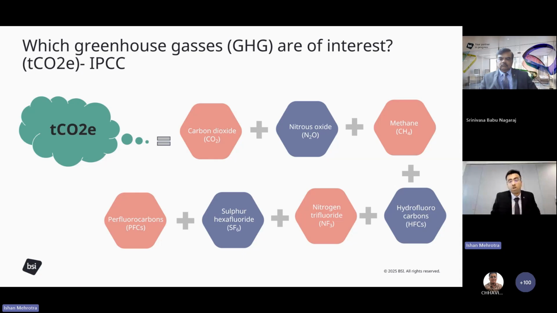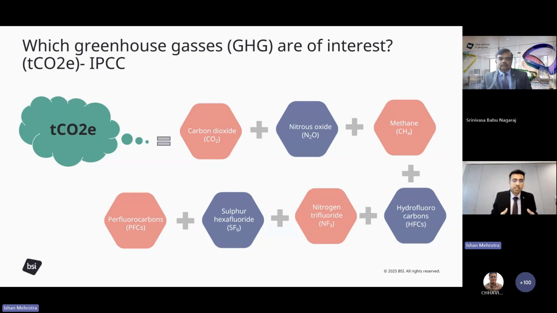SF6, which is from your electrical switchgear, NF3 from the semiconductor and electronics industry. IPCC is nothing but a group of scientists, the Intergovernmental Panel on Climate Change. They periodically publish an assessment report because they are the group of people who study the climate. What change is happening? How much temperature rise has happened? How can we adapt to it? How can we mitigate it?